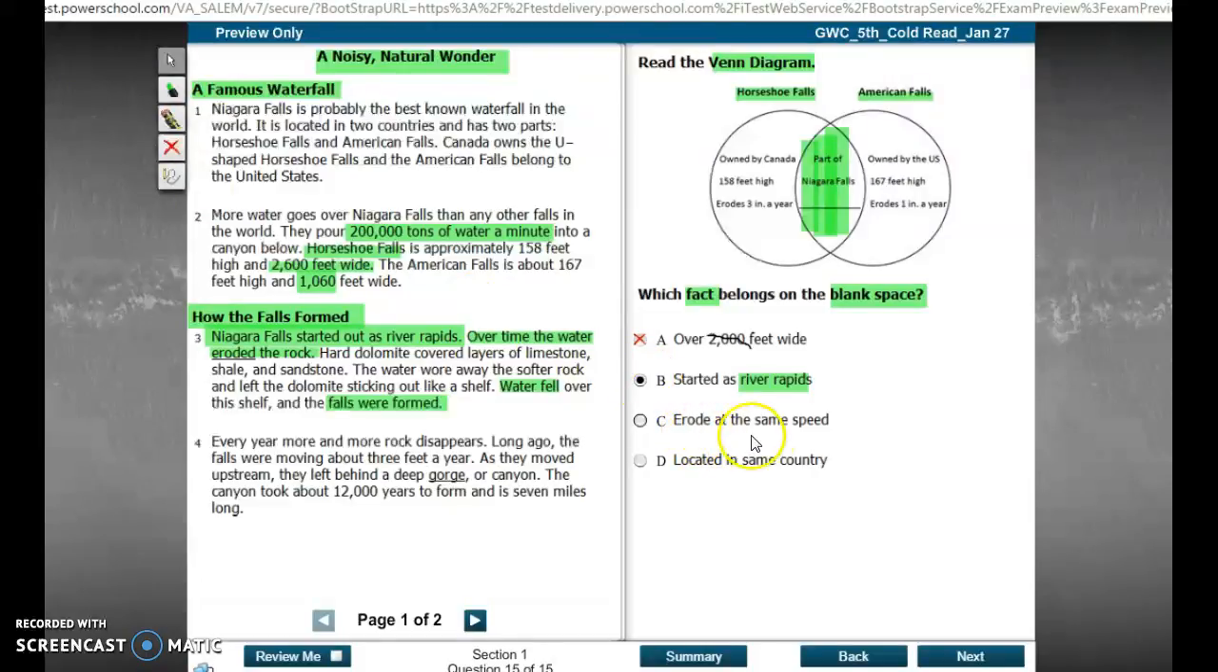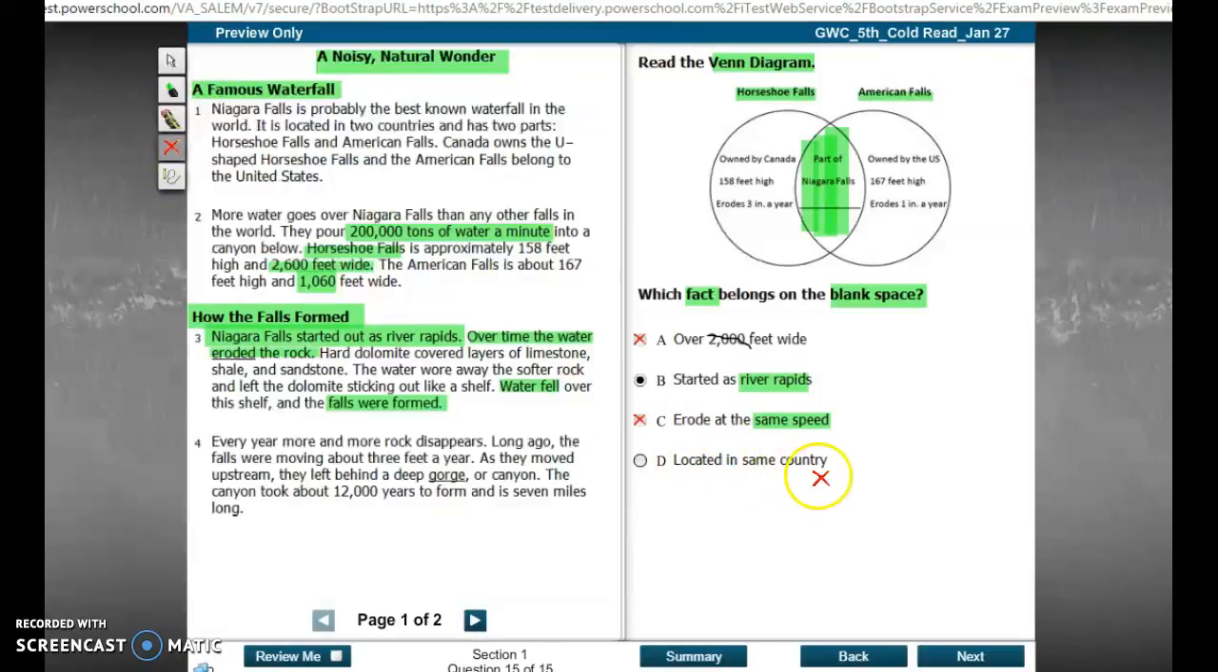C, erode at the same speed. Well, I'm thinking if they erode at the same speed, they would be exactly the same size. And it says here, Horseshoe Falls is 158 feet high and 2,600 feet wide, while American Falls is 167 feet high and 1,060 feet wide. So they do not erode at the same speed, or they would be the same size.